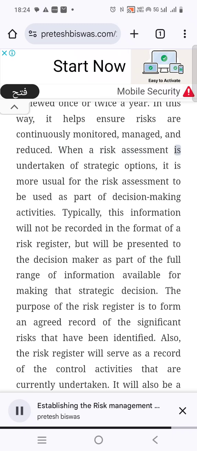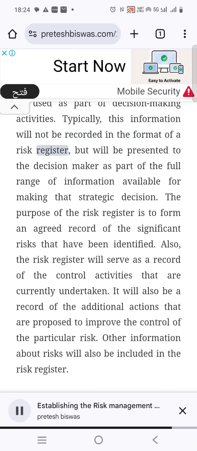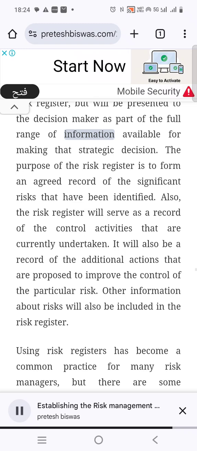When a risk assessment is undertaken of strategic options, it is more usual for the risk assessment to be used as part of decision-making activities. Typically, this information will not be recorded in the format of a risk register, but will be presented to the decision maker as part of the full range of information available for making that strategic decision.